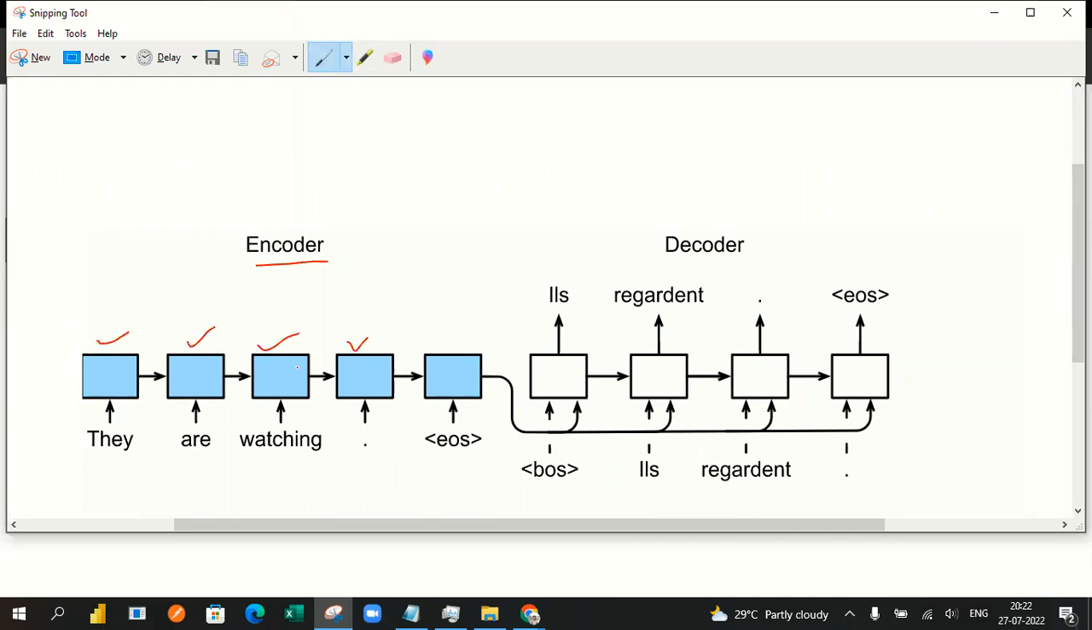So these are all cell states. Whether it is an LSTM cell or an RNN cell, that does not matter to us. It is a cell state, and we are going to represent it for each and every chunk. And in the decoder part also we have different chunks.